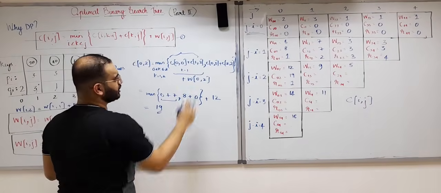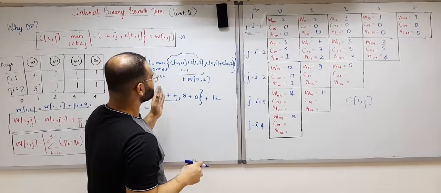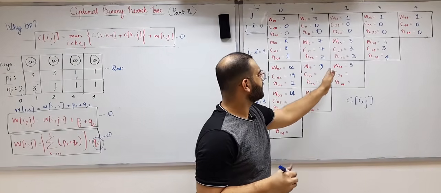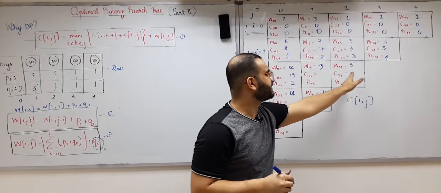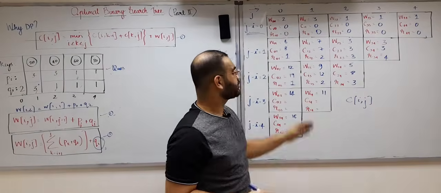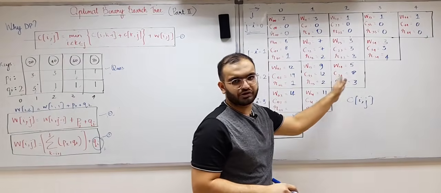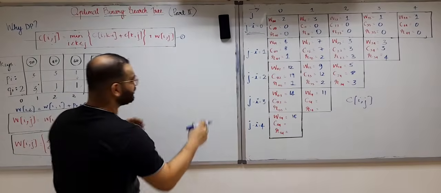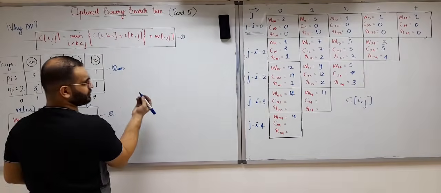It was not 2. So that is why we have written the root as 1. Now I want you to solve for C(1,3) and C(2,4). These are the values that you will get when you solve by yourself. I request you to solve it by yourself. And now let us solve for the 3 node binary search tree.